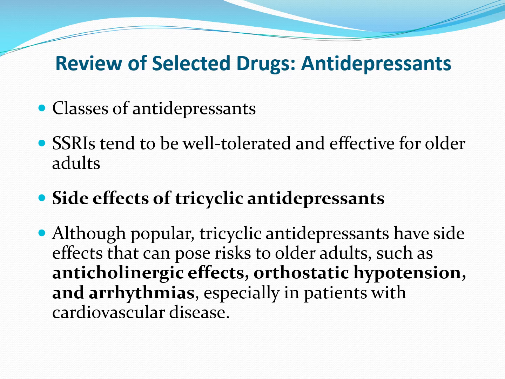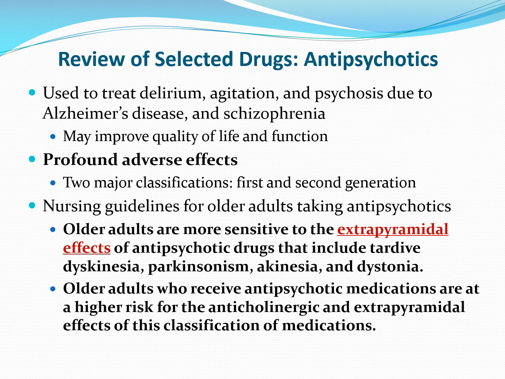Another class of medication is antidepressants, or what we call SSRIs. They tend to be well tolerated and effective for older adults. However, they have multiple side effects. So these tricyclic antidepressants can cause, of course, orthostatic hypotension. It can cause a lot of anticholinergic effects and arrhythmias, for example, especially in those patients who already have cardiac disorders.